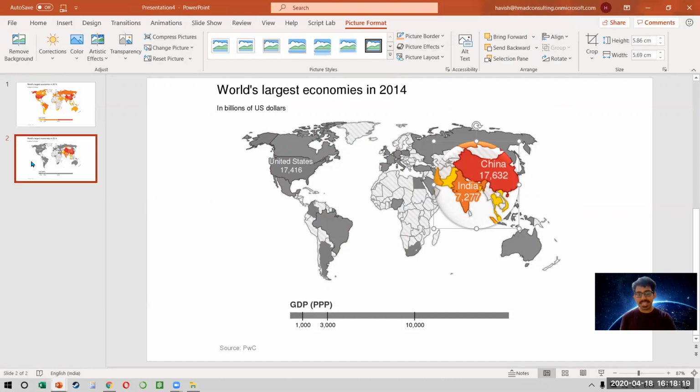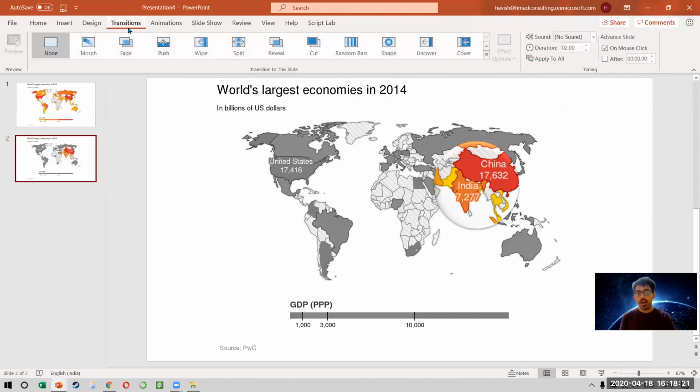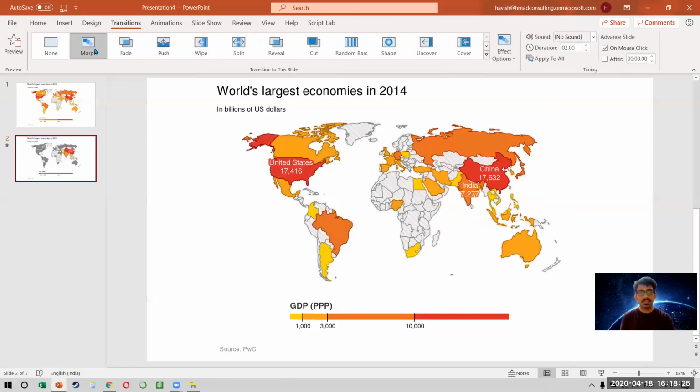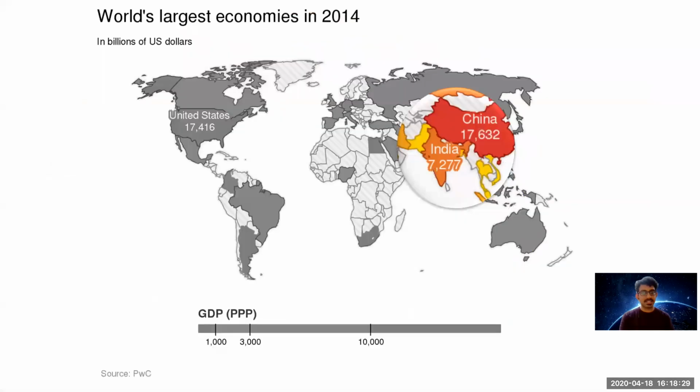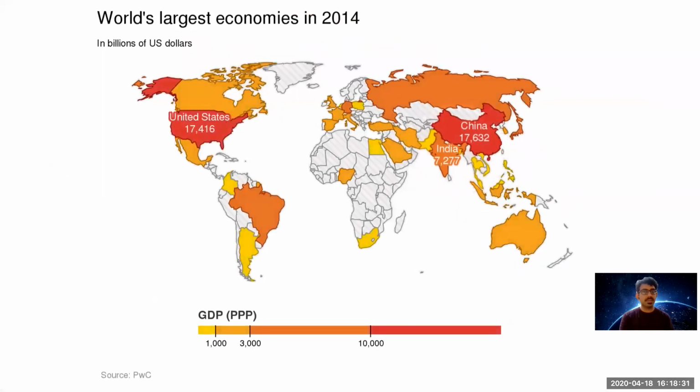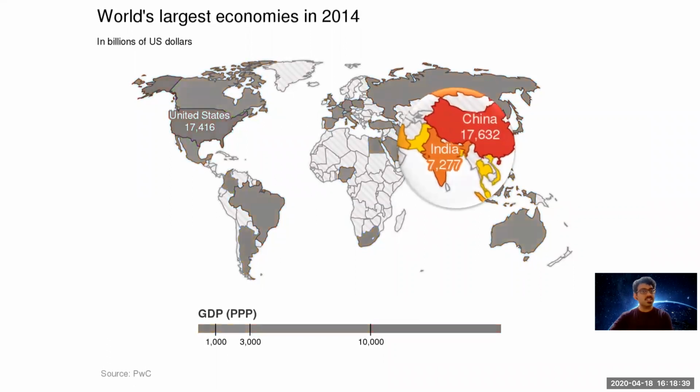The reason is because on the second slide, I want to apply a transition called Morph. And what does it do? It creates this very nice animation for you, which looks like this. Please watch. So when this is my first slide, and let's say I'm presenting, I say that India and China together are about 25,000, and then it automatically zooms into India and China.